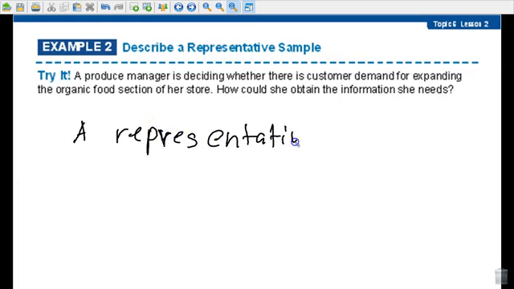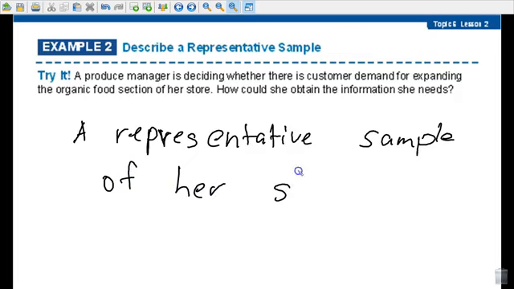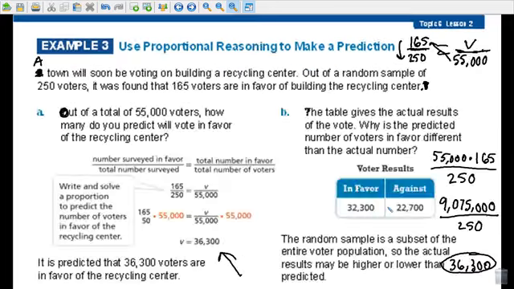Representative sample. And get a survey taken to see if she needs to expand her organic food section. Okay, she would get a representative sample of her shoppers. Okay, a representative sample of her shoppers. Perfect. All right.